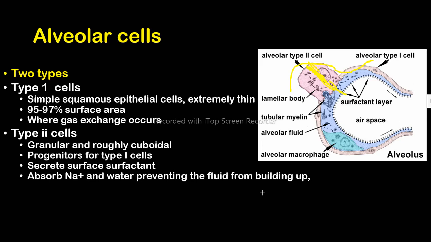Another important part in the alveolus. They are granular and roughly cuboidal in shape, and they are progenitors for type 1 cells. If these type 1 cells, these squamous simple epithelial cells, were worn out or something happened, then these cells can give rise to these type 1 cells. That is one good function, but that is just secondary. That's not a primary function. Why? These cells are in your alveolus. The primary function is to secrete a surfactant.